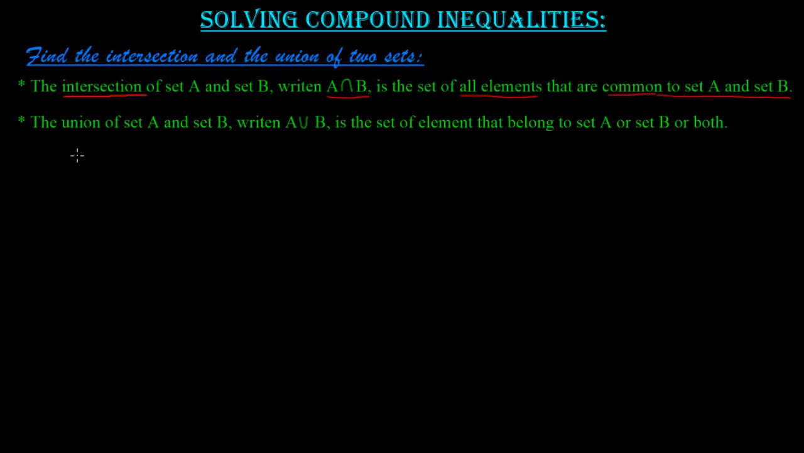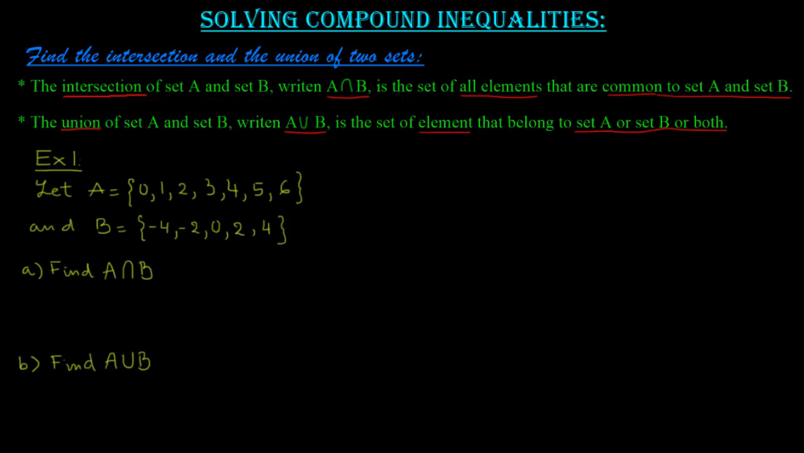The second definition is the union of set A and set B, written as A union B. It is the set of elements that belong to set A or set B or both. So basically we take all of them. Whatever we have, we take all of them.